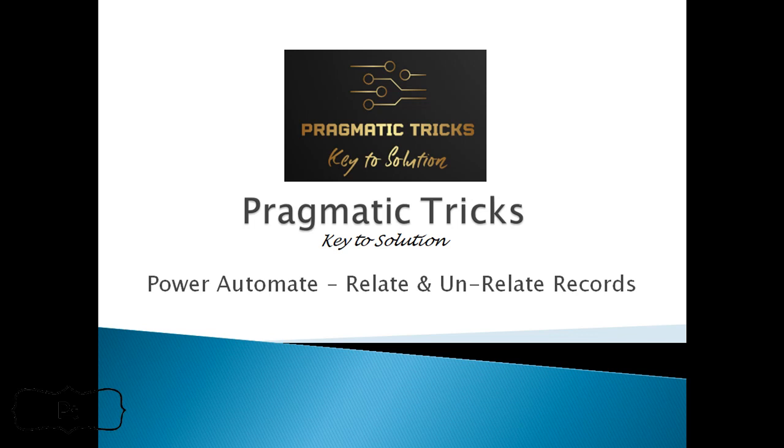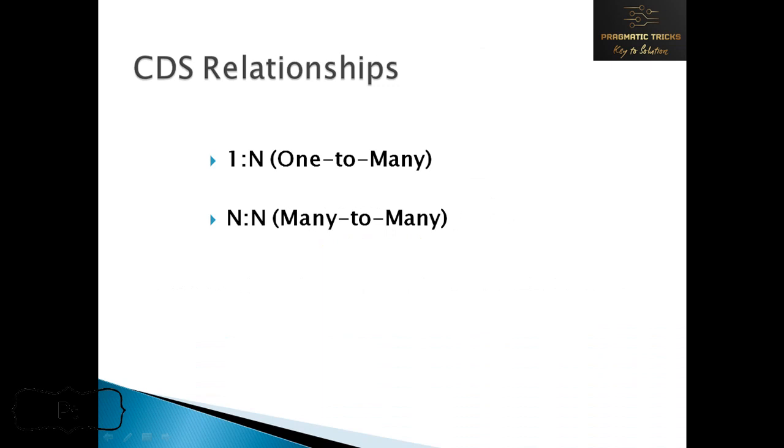Hello everyone. Today we are going to see how to relate and unrelate records in Dynamics 365 using Power Automate. In Dynamics 365 we have two main relationships. One is one to many and the other is many to many.